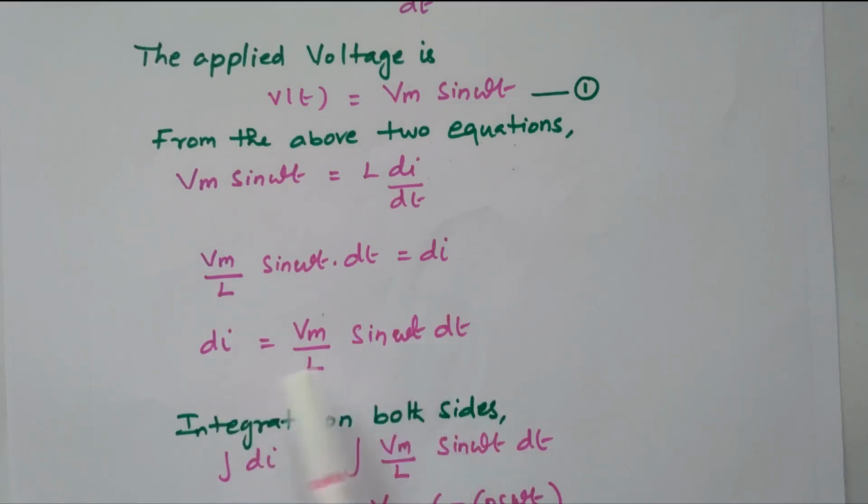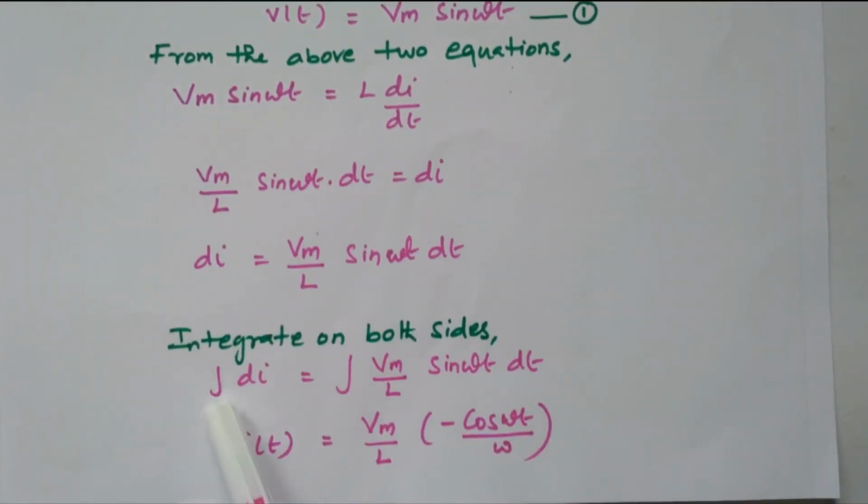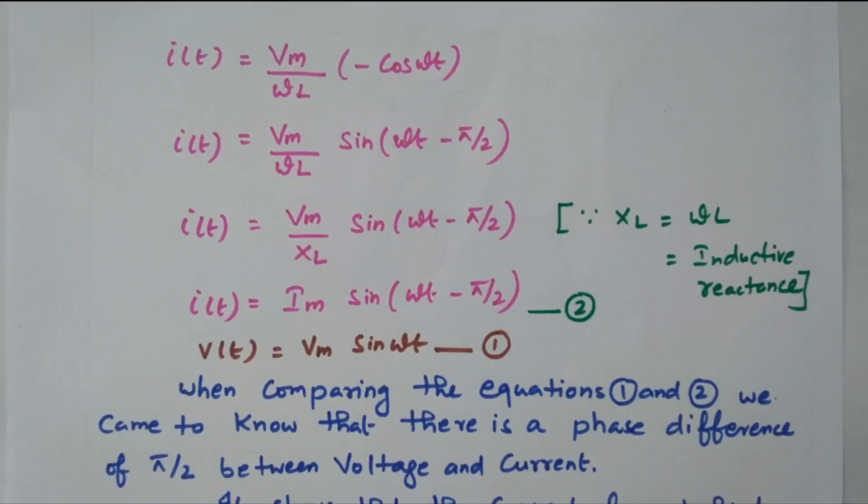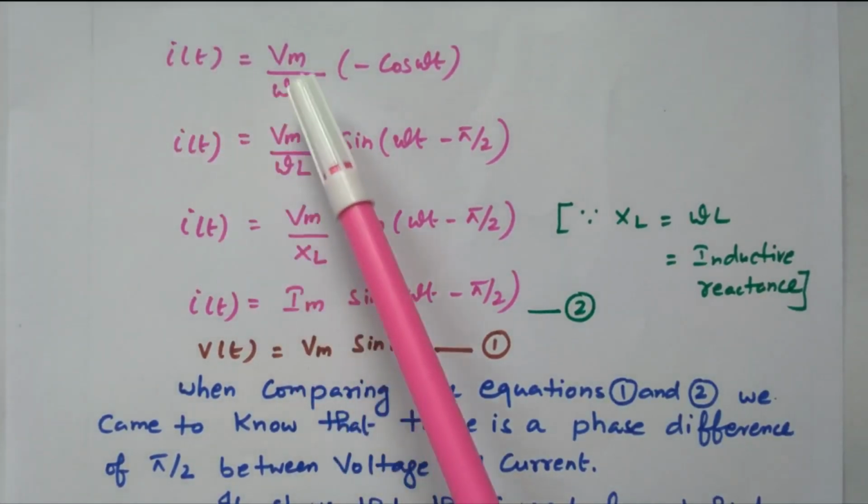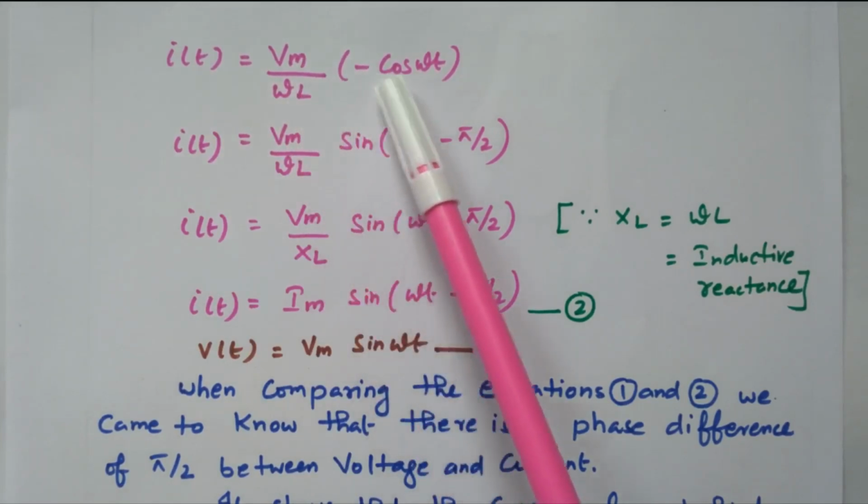By integrating on both sides, we'll get the total current. Integral di equal to integral Vm by L sin omega t into dt. So this integral di is nothing but I of t. Vm by L is constant. The integral of sin omega t is minus cos omega t divided by omega. Now we'll go for further simplification. So I of t equal to Vm by omega L into minus cos omega t.